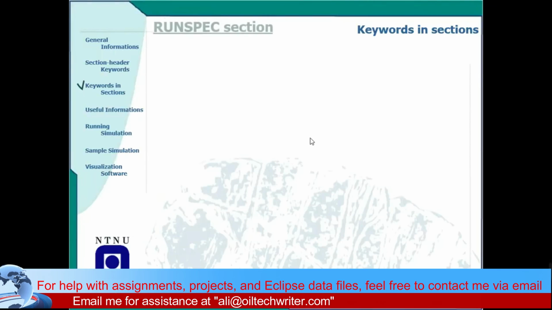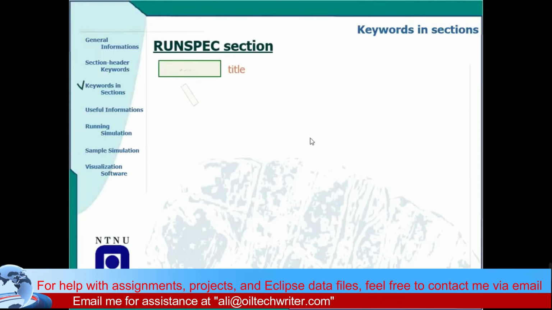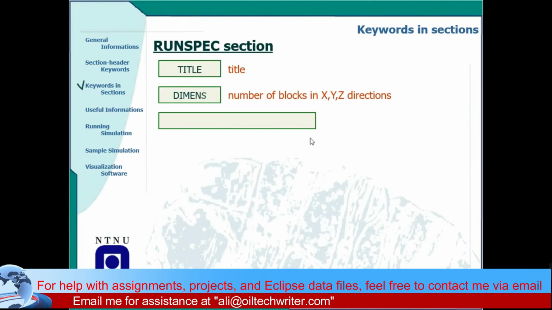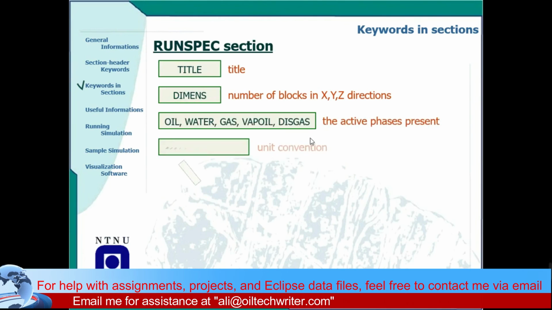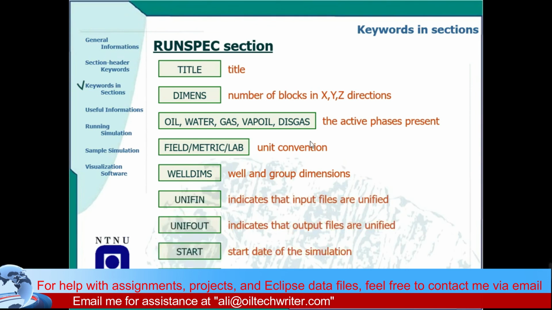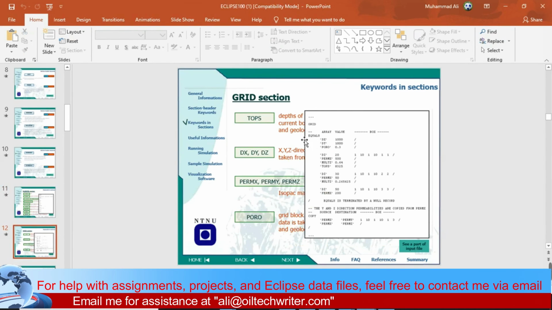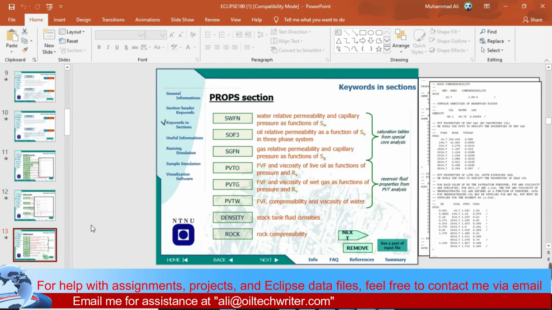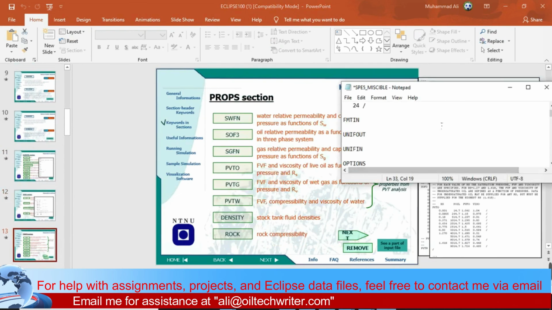Indicate what output you need here: title, number of blocks, oil, water, gas, start date of simulation, data checking only with no simulation. So this is the basic RUNSPEC section we have. This was the RUNSPEC section.